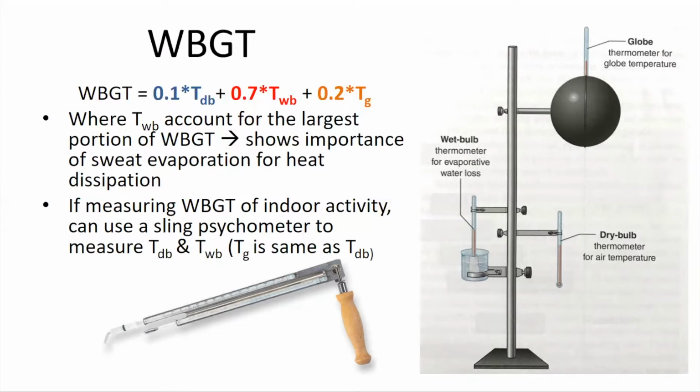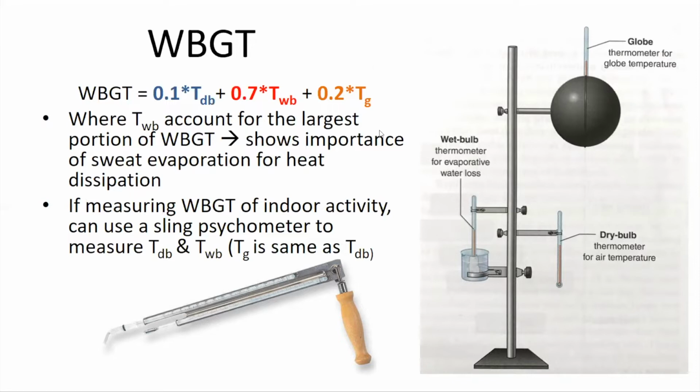And this is important because this is measuring our evaporative capacity, right? So if it's very humid, our ability to rely on evaporation as a body cooling mechanism is going to be limited. And that is why this temperature is rated at 70% of the entire equation.